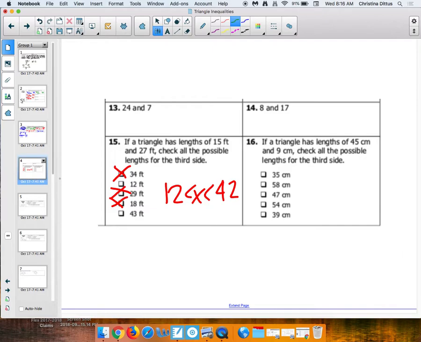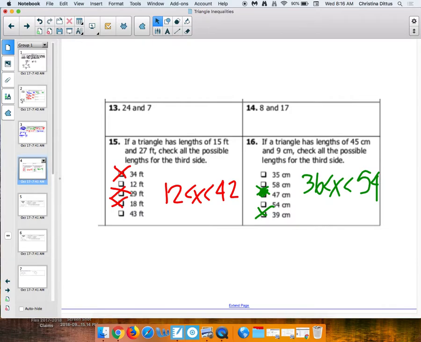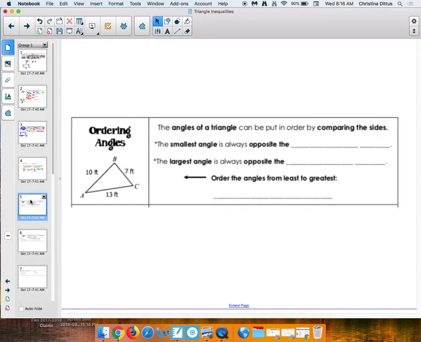16. I got lengths of 45 and 9. How do I figure out my low number for my third side? 36, subtract them. High number? 54. Add them. So does 35 work? No. 58? No. 47? Yes. 54? No, not equal. 39? Okay. Are we good with our third side?